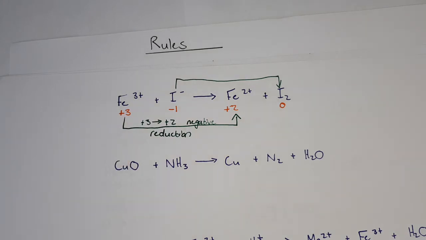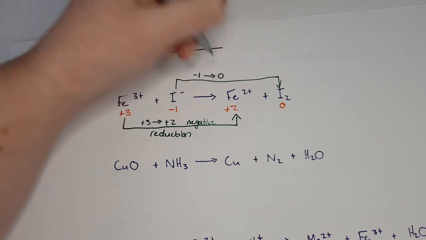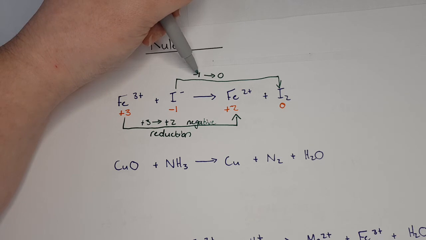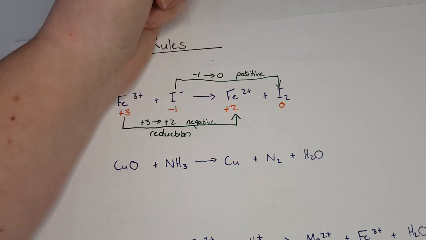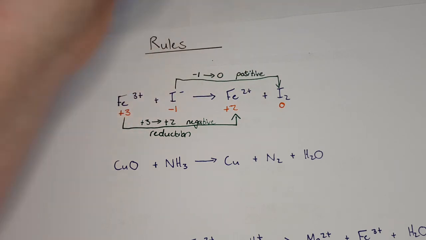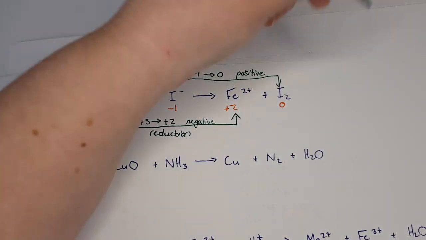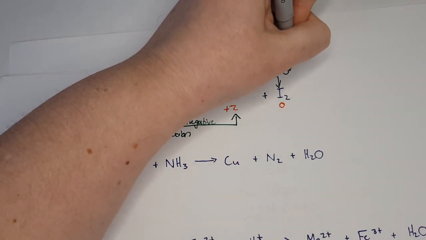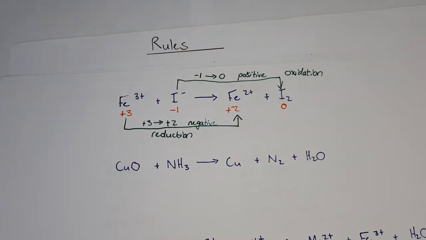And then if I look at the iodine, it went from -1 to 0. So going from a minus number to 0 means it's getting more positive. And if it's getting more positive, then it has to have lost those electrons, because we're losing the negative numbers, and a loss of electrons is oxidation. So that means the iodine is getting oxidized. Okay, so that's how we're going to use our oxidation numbers to find reduction and oxidation.